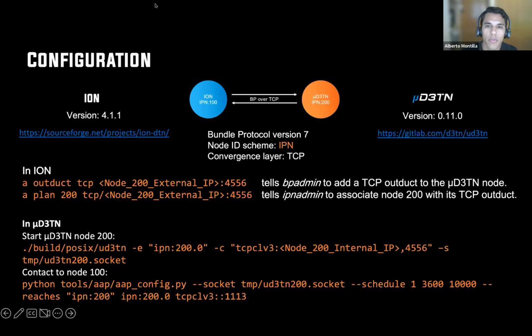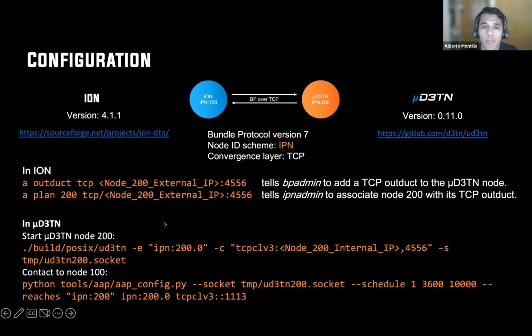Now, both implementations are set up in similar fashions. Nodes are built and then configured with a series of commands. For ION nodes, these commands can be packed into one single configuration file that feeds the different admin processes information about the node and the network. In ION, to add a contact with a MicroDTN node, the most important parts are the commands you can see on the screen, which tell the bundle protocol and IPN admins to add a TCP outduct to the MicroDTN node and associate this outduct with the node, in this case with IPN 200 for MicroDTN.